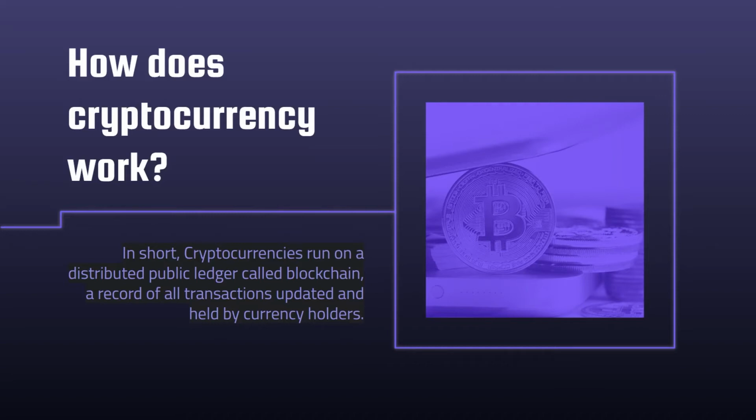So cryptocurrencies run on a distributed public ledger called blockchain, a record of all transactions updated and held by currency holders. The units of cryptocurrency are created through a process called mining, which involves using computer power to solve complicated mathematical problems that generate coins. Users can also buy the currencies from brokers, then store and spend them using cryptographic wallets.